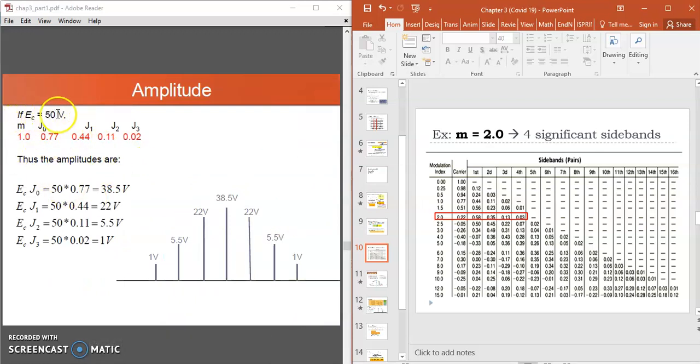Now, as an analogy, if we give you EC equals 50 volts, M equals 1, then what happens? You multiply 50 volts times 0.77. How do you get that? M equals 1, 0.77. 50 times 0.77 gives 38.5, and you can calculate the rest by yourself.